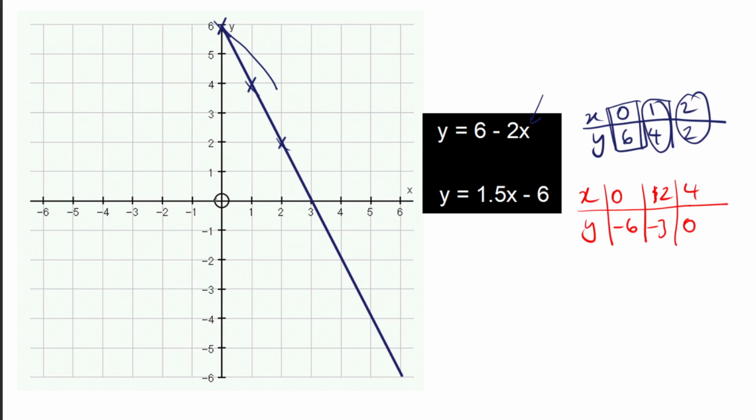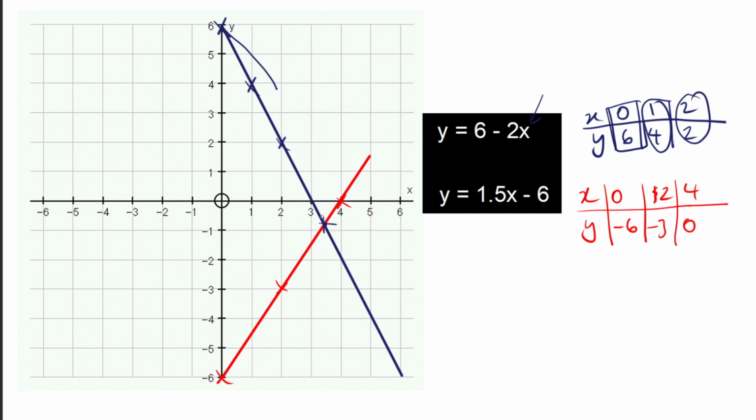So now I can put these points on. 0, minus 6, 2, minus 3, and 4, 0. And then I can join these together with a line. So it goes up something like that anyway. So now in this case you can see that our solution is here, yeah, at this point where they cross.